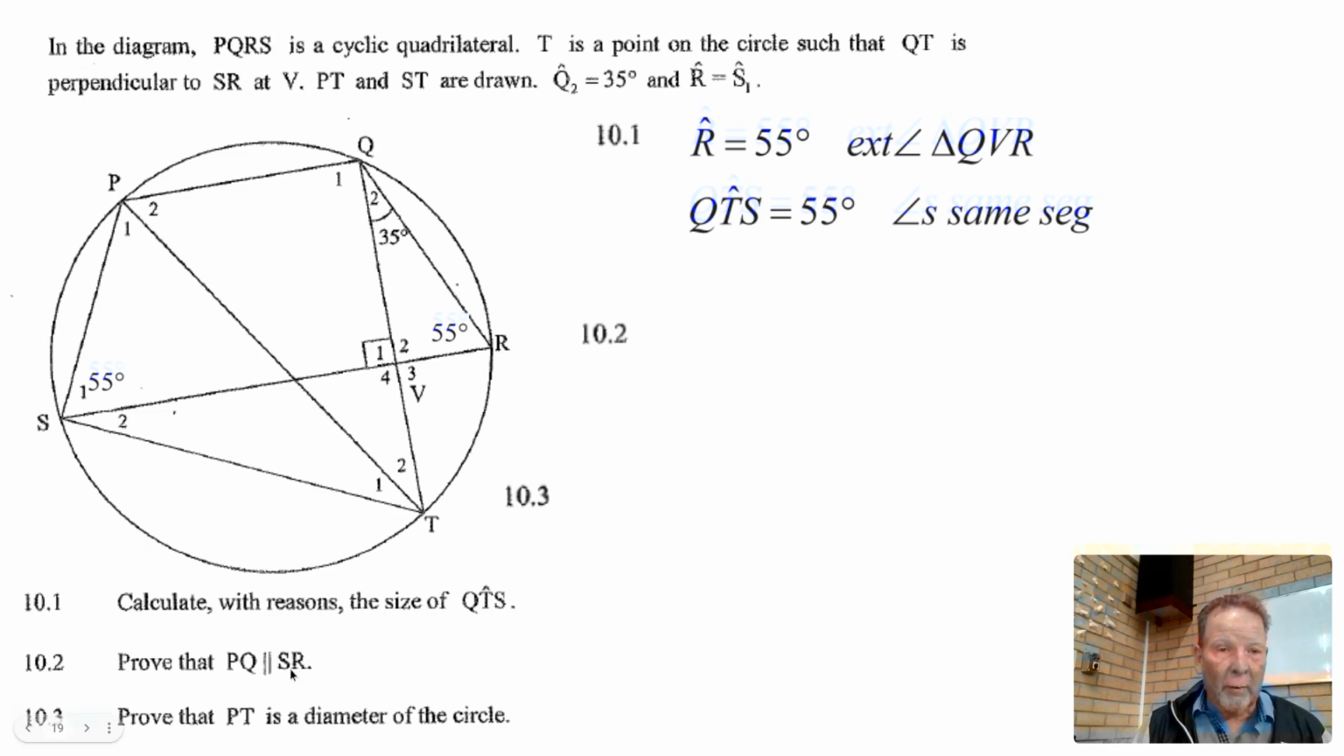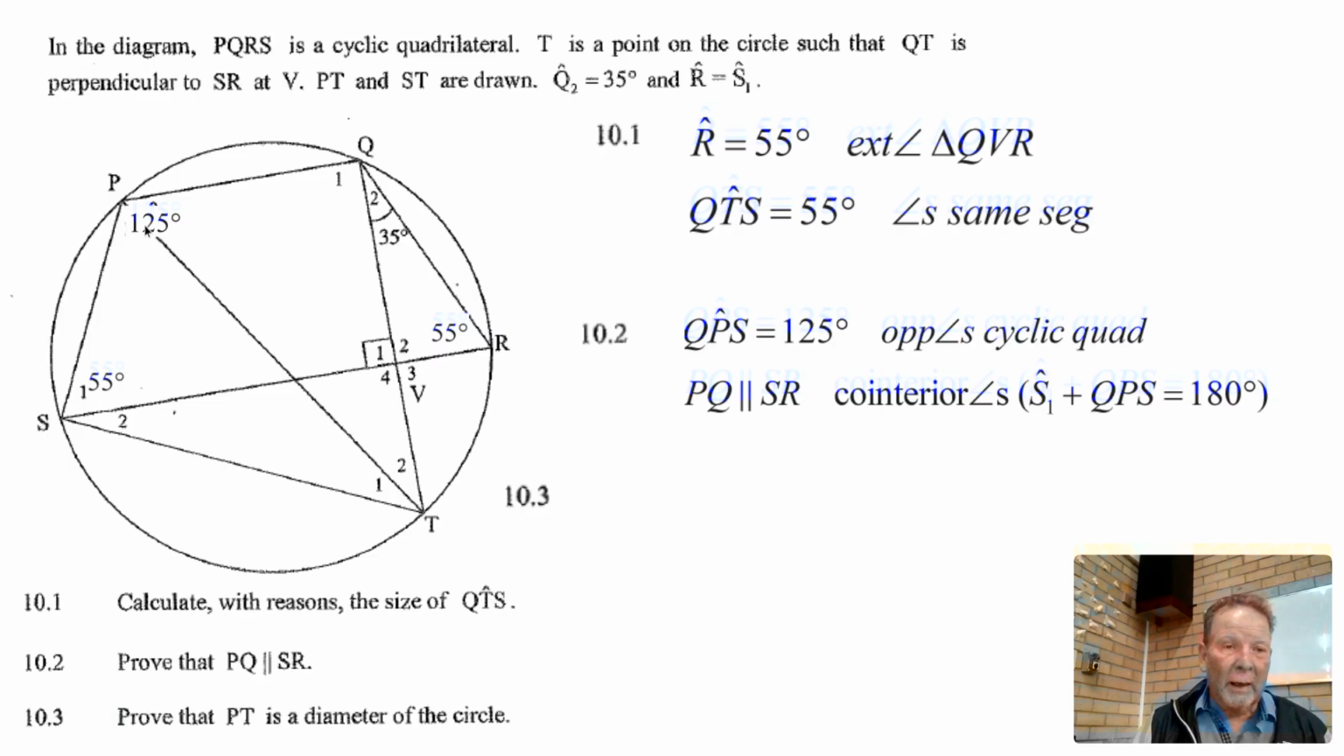Prove that PQ is parallel to SR. Well, we can get QPS, those are the opposite angles in a cyclic quadrilateral. They're 125. Well, we know that S1 is 55 degrees because S1 equals R. And now we know 125 and 55 are 180 degrees. So they're co-interior angles. So PQ has to be parallel to SR because the co-interior angles sum to 180, S1 and the one we just figured out that was 125.